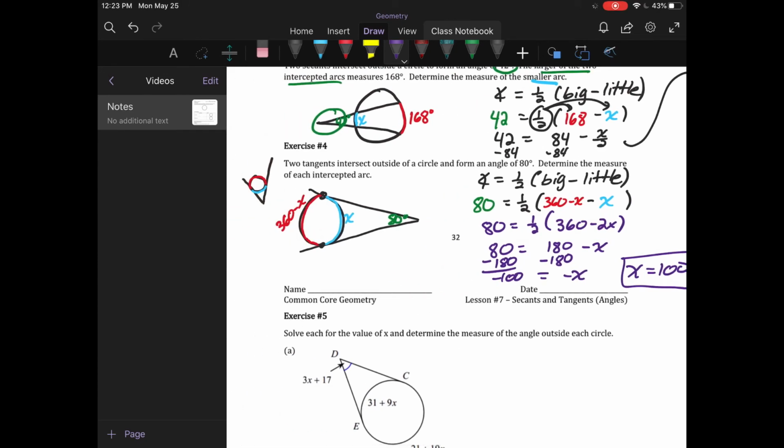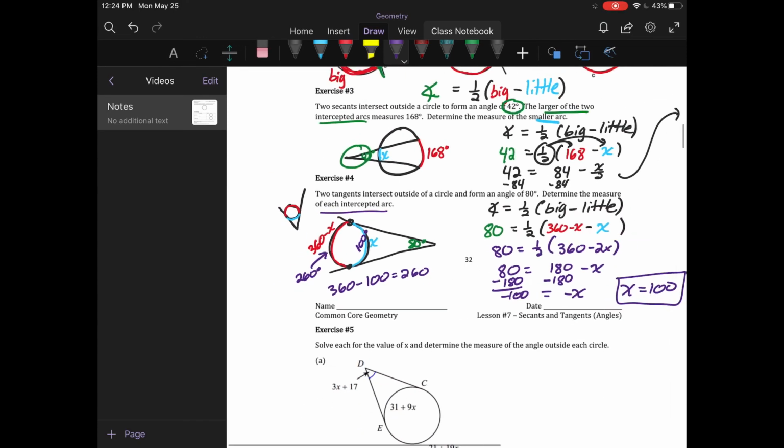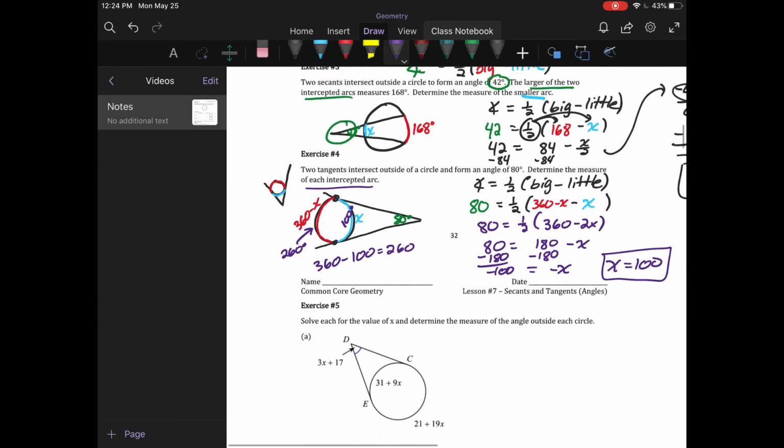We have to check and see if we answered the question. So it says to determine the measure of each intercepted arc. So right now we just did x, which is the little arc. So this is 100. And then to find the rest of the circle, we're going to do 360 minus what we know. And that's going to give us 260. So this piece over here is 260 degrees. Okay, so now we've answered the question. We've done both parts.